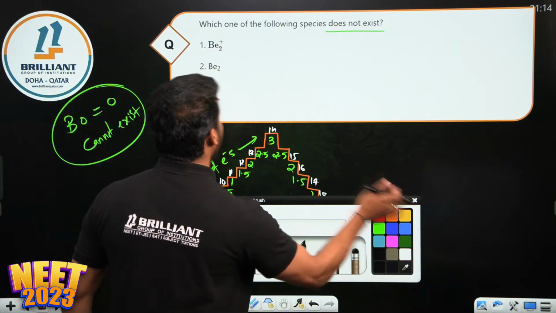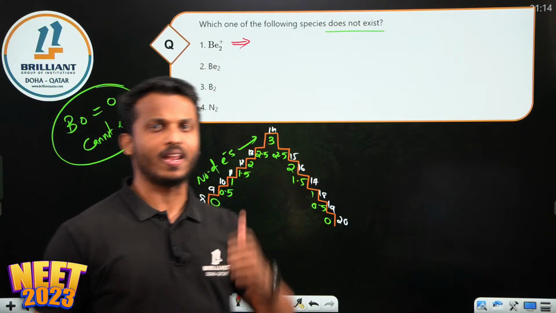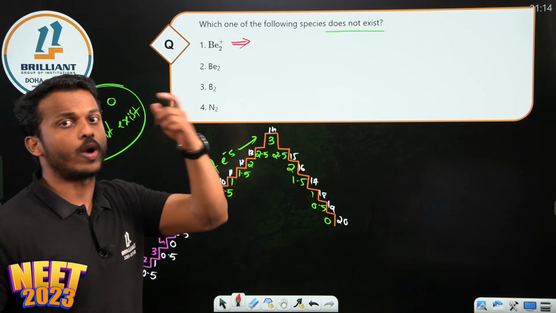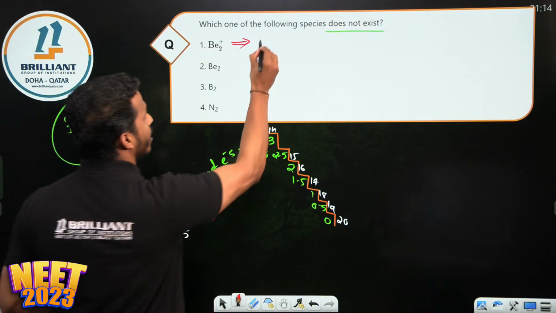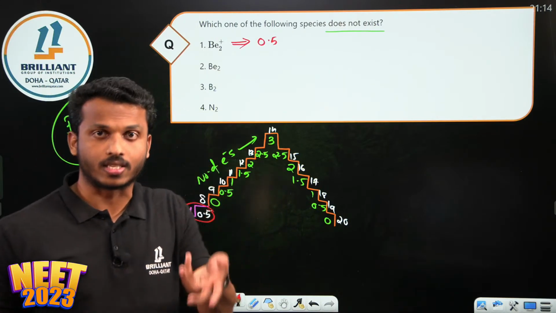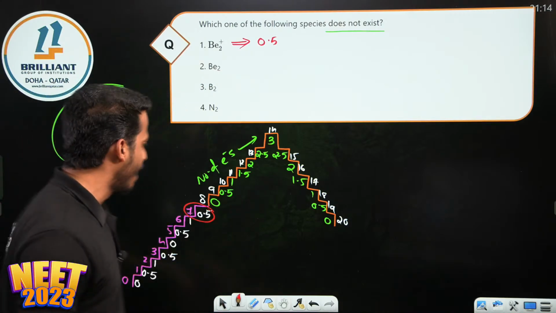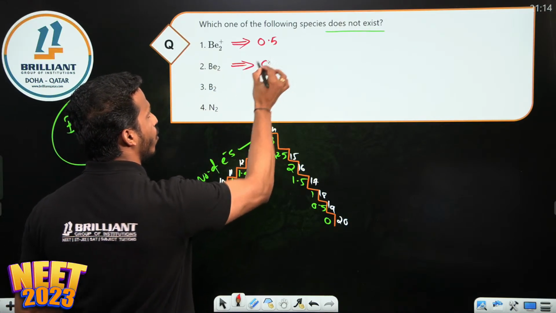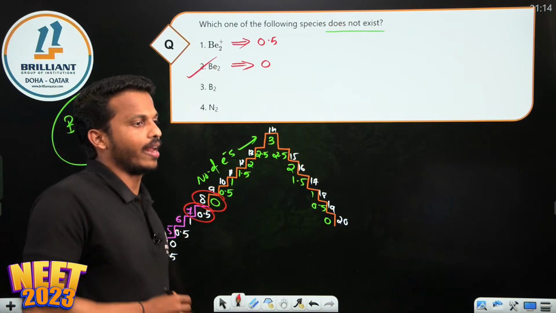So tell me, dear all, Be2 plus. Hydrogen, helium, lithium, beryllium. Beryllium atomic number is 4. So Be2 means 8 electrons, from which 1 electron is already lost. Be2 plus is a 7 electron system. What is the bond order? 0.5. Yes, bond order is there, the molecule can exist. What about Be2? Be2 means how many electrons, dear all? 8 electron system, bond order is 0. Bond order 0 means the molecule cannot exist. So what is the answer? Option 2 is the correct answer.